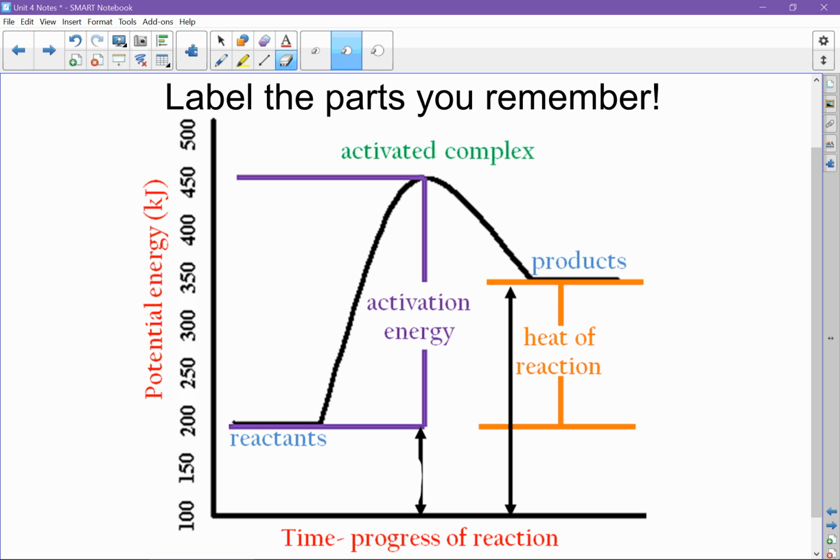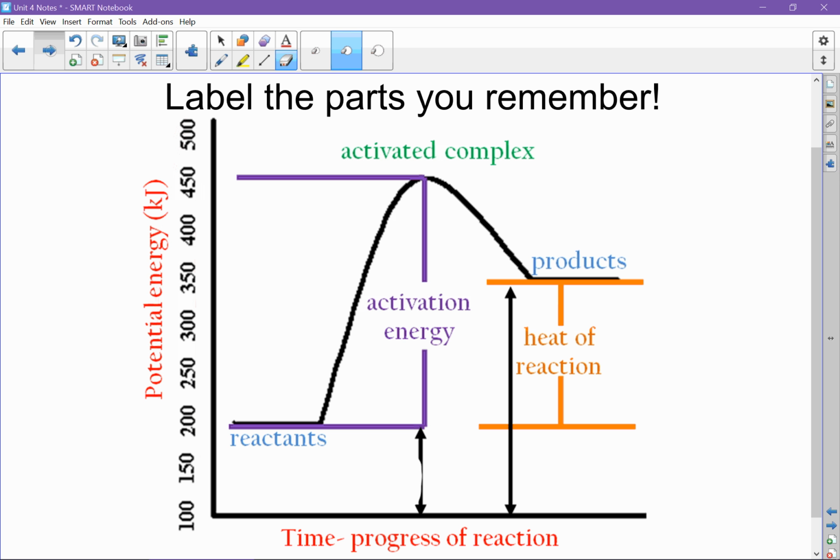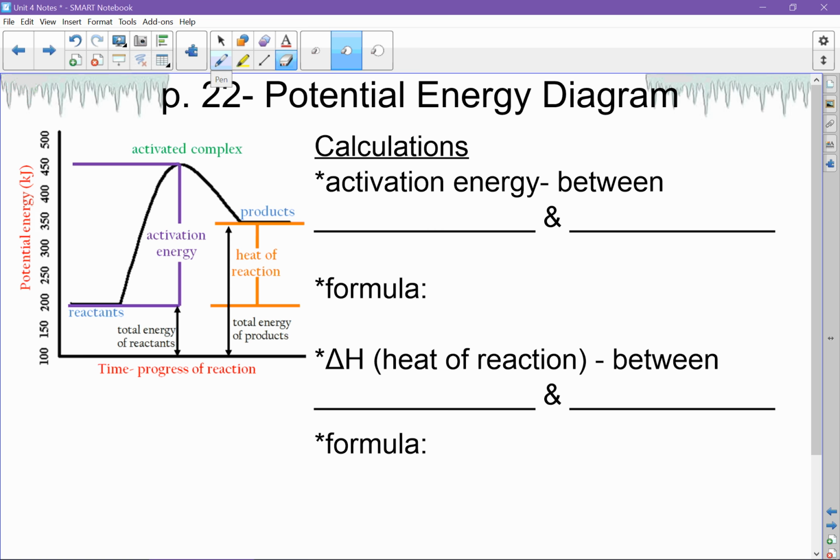So you'll notice that this graph is a little bit different because now we've added some actual numbers down the side. And so now we're going to actually start calculating some of the parts on this graph. So let me show you what I mean. We are able to calculate the activation energy. So here's the activation energy.